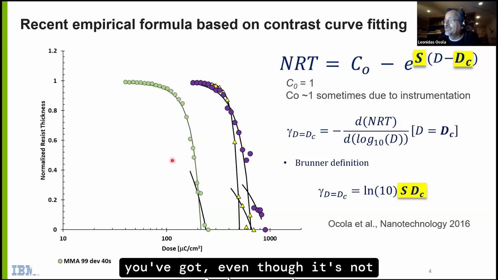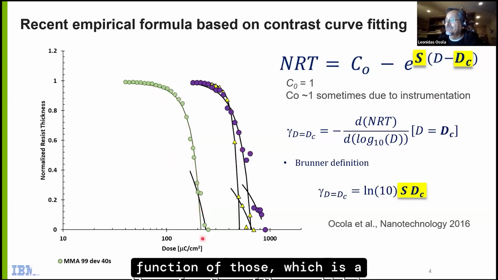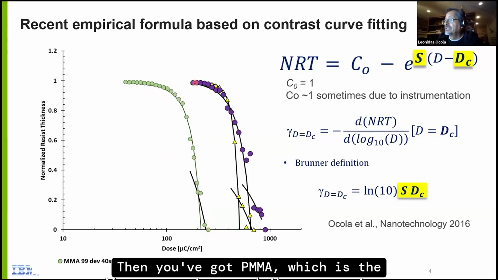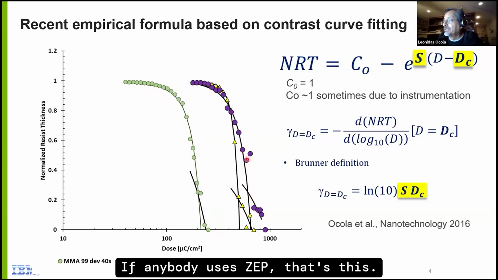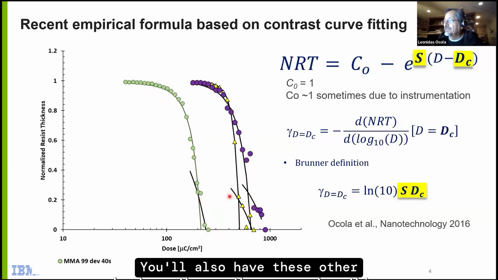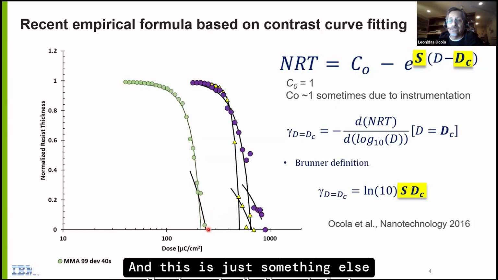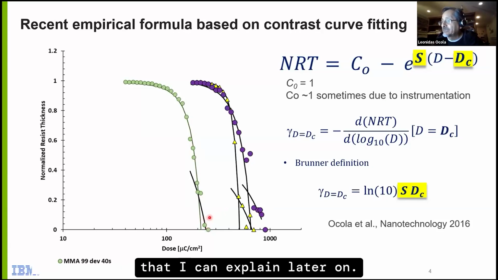And even though it's not very clear here, you got 3 curves. This is the MMA as a function of dose, which is a positive resist. It'll disappear if you expose too much. Then you got PMMA, which is the triangles. And you got Caesar, which is like ZEP. If anybody used ZEP, that's this. And you'll also have these other secondary things, which are basically the foot. So these resists are not ideal, and since it doesn't go straight down with this formula, there is foot, and this is just something else going on in these type of resists that I can explain later on.